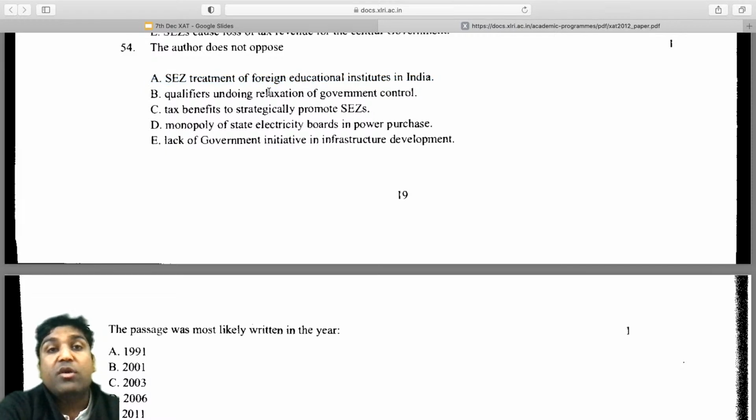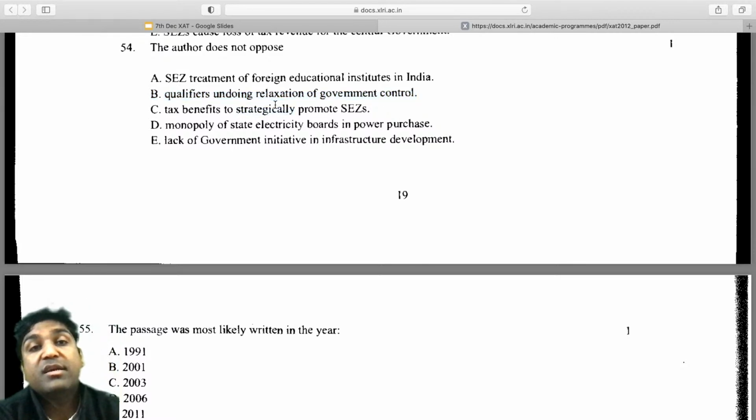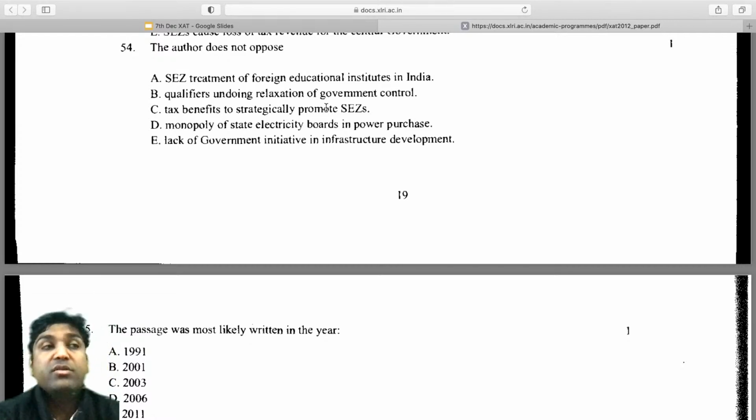Author does not oppose SEZ treatment of foreign education institutions? He opposes this. SEZ qualifies undoing relaxation of government controls? He opposes them. Tax benefits to strategically promote SEZ? This he did not oppose. Monopoly of state electricity boards in power purchase? This he did not like. Lack of government initiative in infrastructure development? This also he did not like. So the only thing is tax benefits to strategically promote SEZ, which he never opposed. He said that there is a loss, so certain tax benefits have to be given, but it should be done in a way that it benefits. C is the right answer.